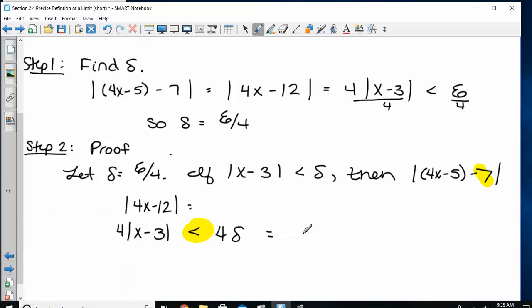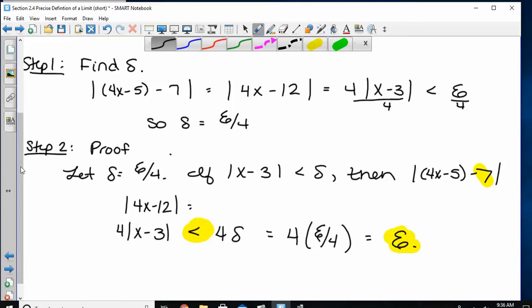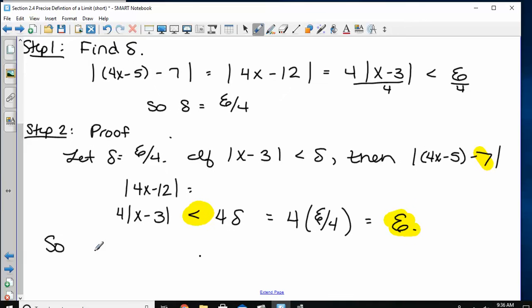Okay, but what have we already said delta is equal to? Epsilon over 4. And 4 times epsilon over 4 is epsilon. So I got my less than, I got my epsilon. We are done. If you want, you can write a conclusion sentence at the end. So what we just proved is that the limit as x approaches 3 of 4x minus 5 does in fact equal 7.